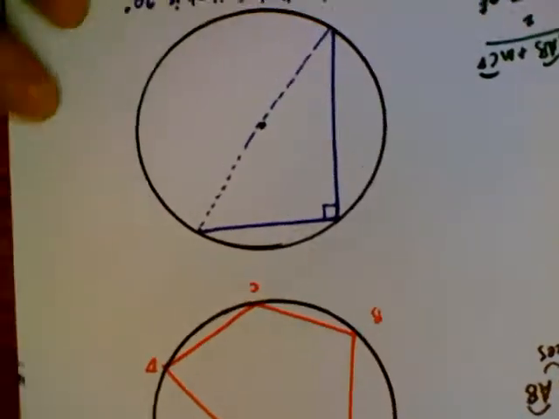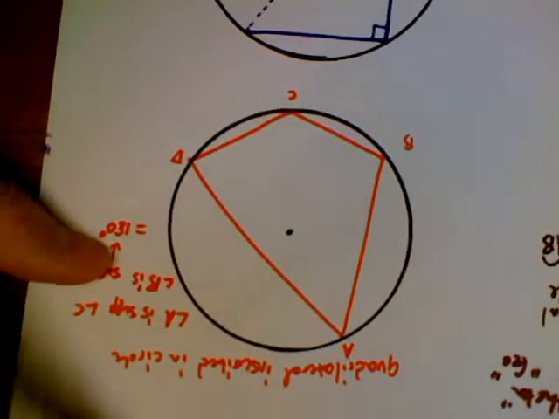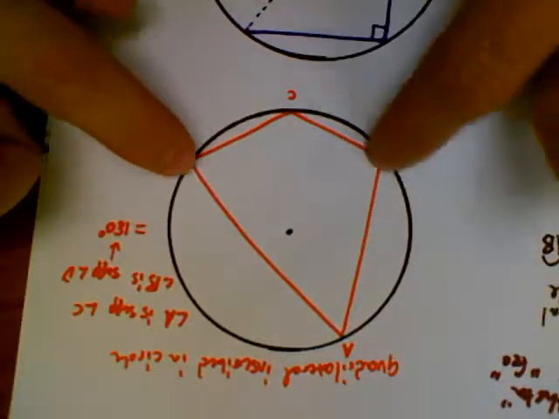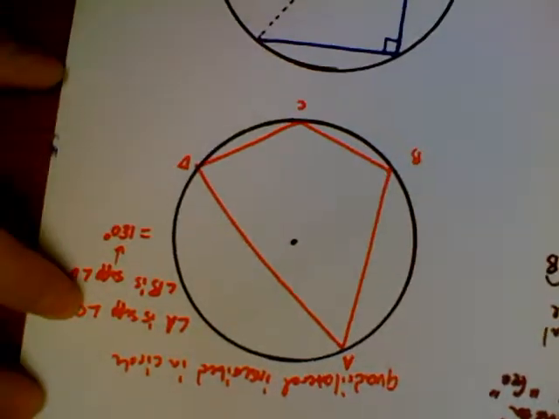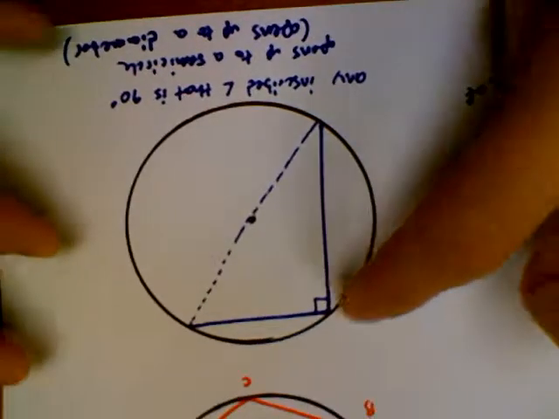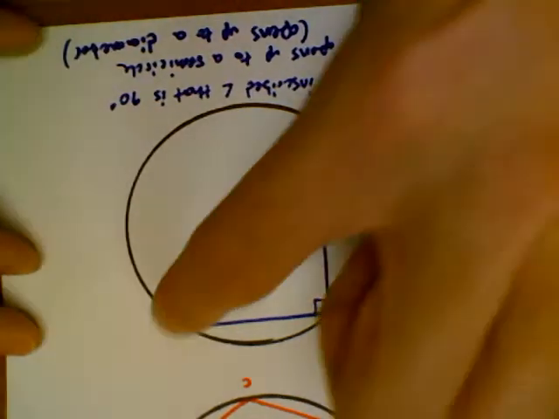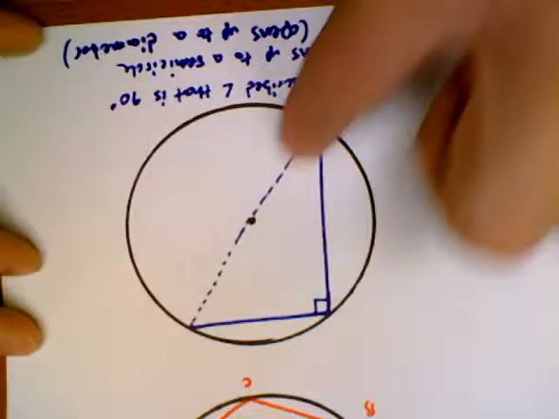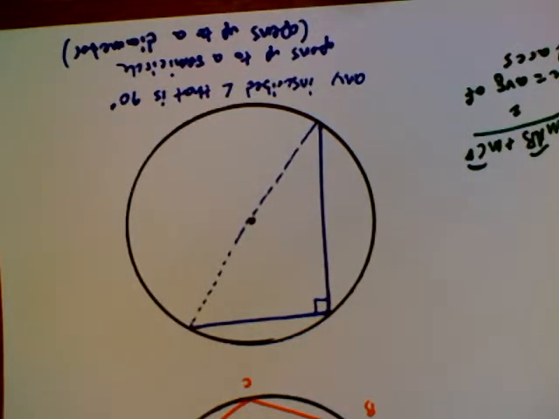We have a third property which says if you have a quadrilateral inscribed in a circle, the opposite angles are supplementary. And then the last one says that if you have a right angle as an inscribed angle, it opens up to a semicircle, which has a diameter right here. So that's it.